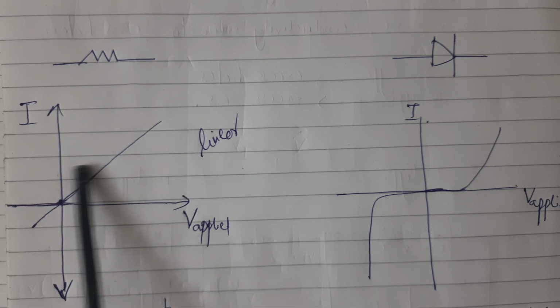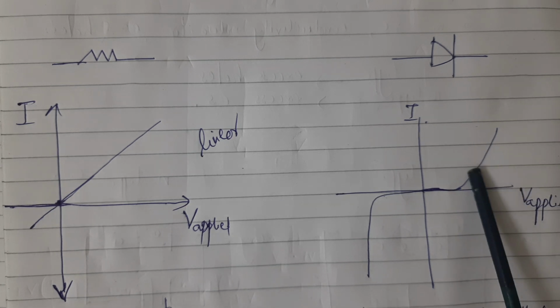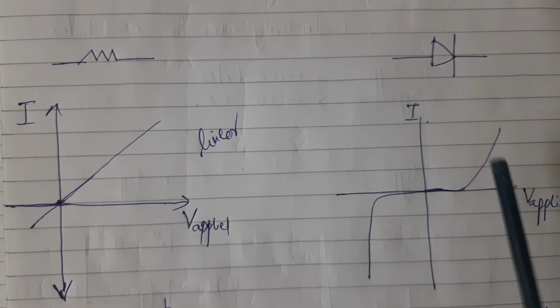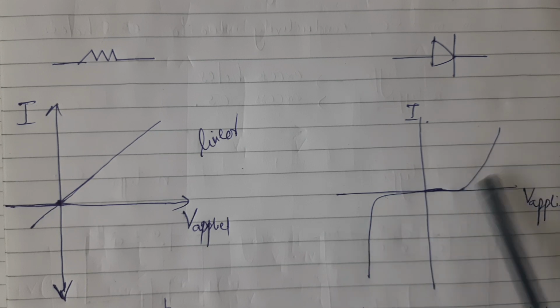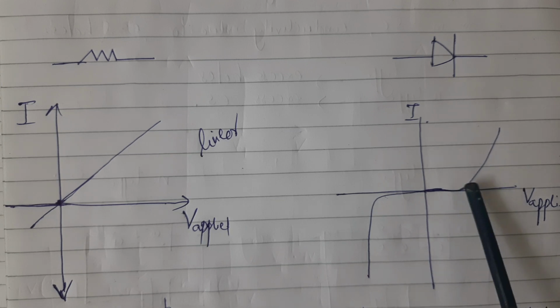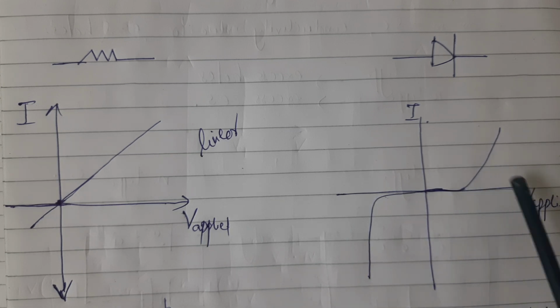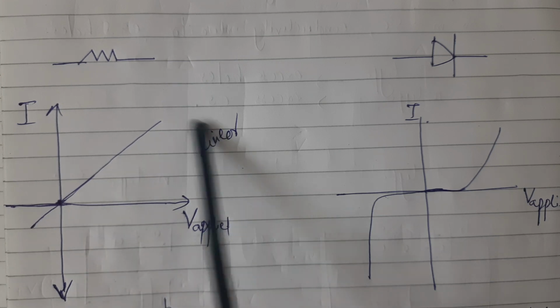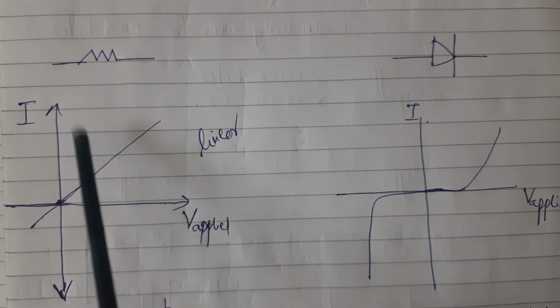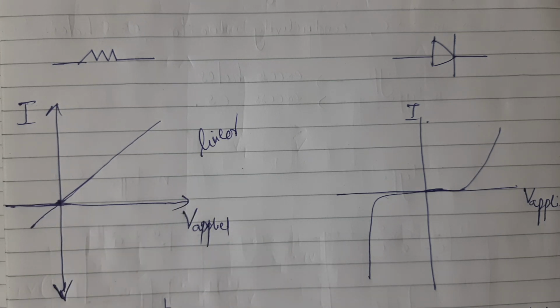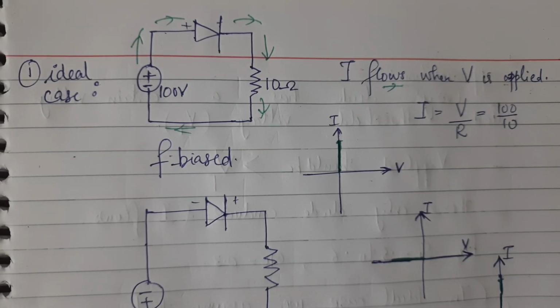Suppose for this voltage, this is the current. But in the case of a diode, the VI characteristics are not linear, they are non-linear. We can see that. So it is difficult to determine the current and voltage at different points, not as easy as with the VI characteristics of a resistor. So for this, we use some methods called approximation and equivalent circuit methods to calculate the voltage and current at different points. So first is the ideal case.